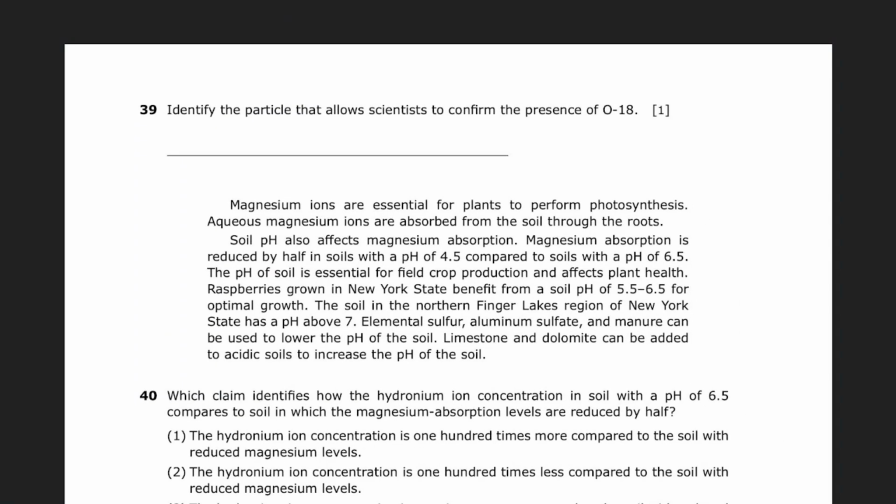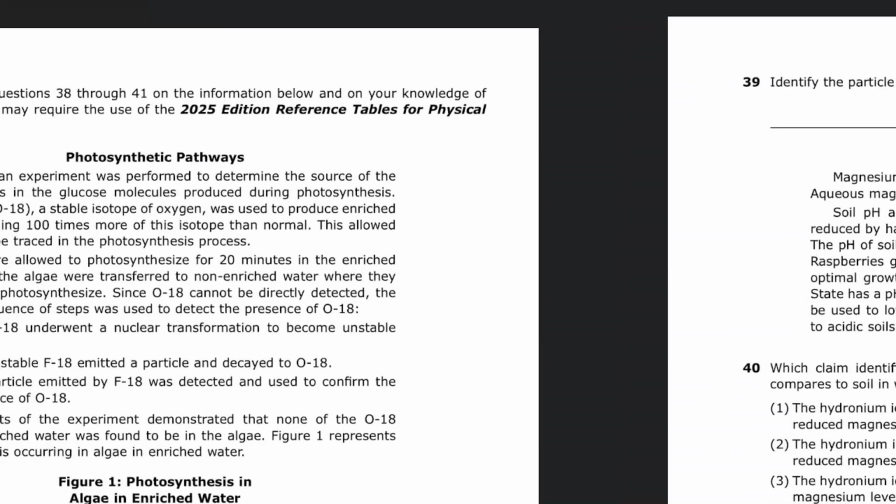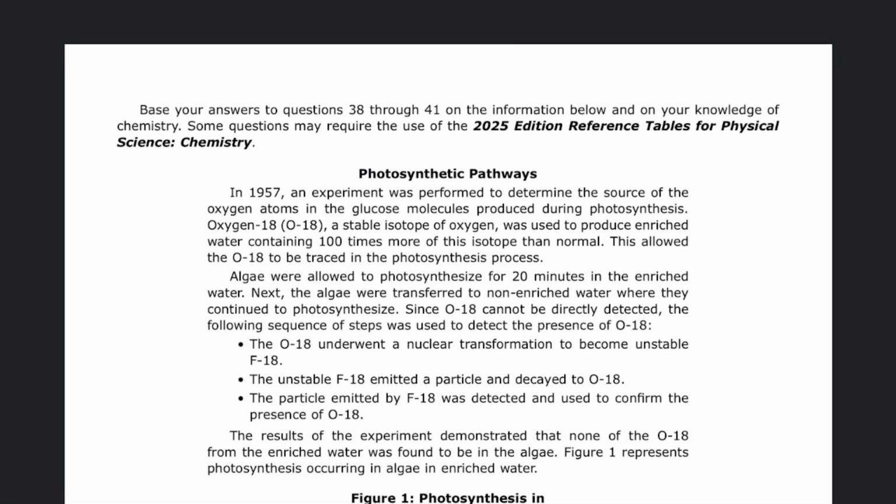All right, the next question, 39. Identify the particle that allows scientists to confirm the presence of oxygen 18. So for this question, we're going to have to go back to the passage. If we look over the passage, it's talking about a nuclear reaction happening, and then in this bullet point here, it's saying that the oxygen 18 underwent a nuclear transformation to become unstable F18.